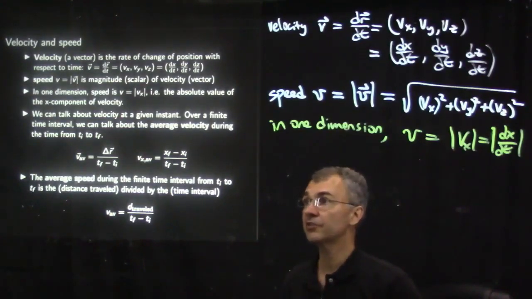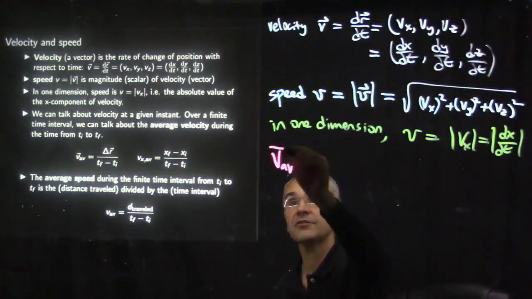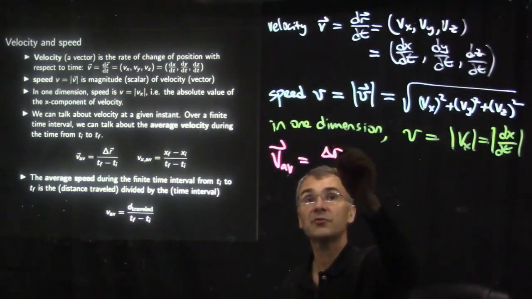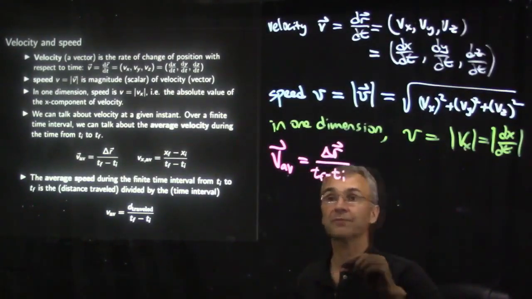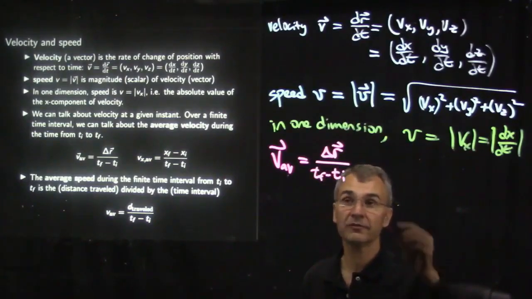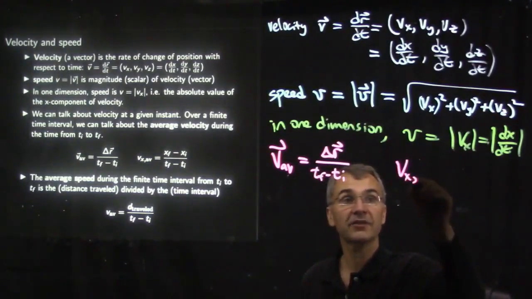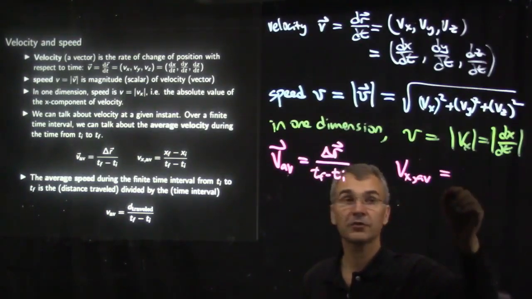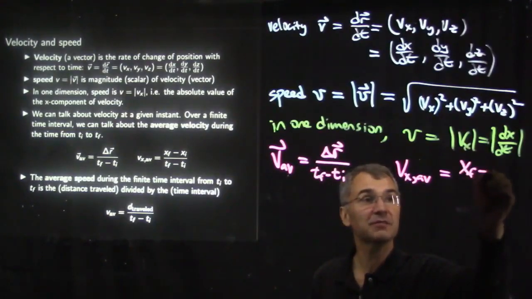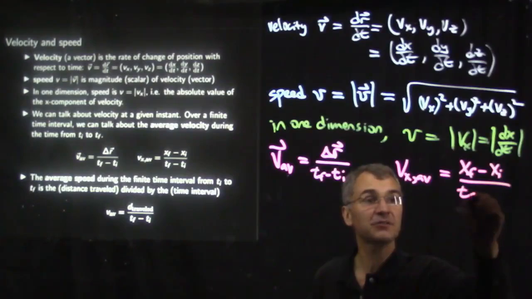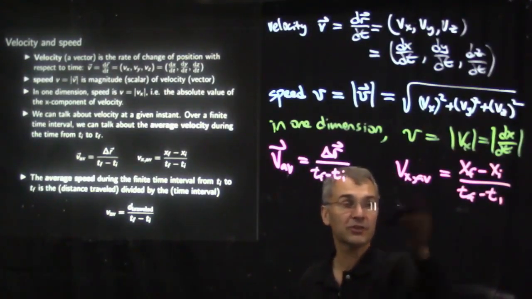So the definition is the average. So the average velocity is the displacement, which we call delta r, divided by the time interval, t final minus t initial. We're really only interested in the x component for the moment. The x component of average velocity, which you could say v x comma average, or v average comma x, is x final minus x initial divided by t final minus t initial. Okay, so we'll use this often.